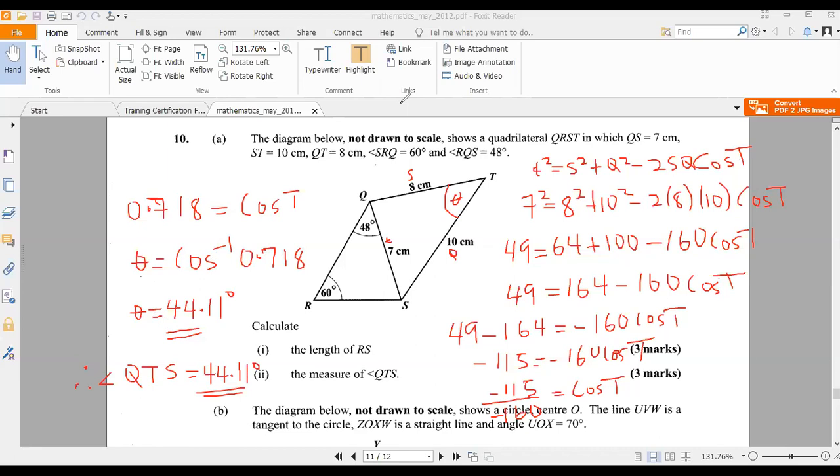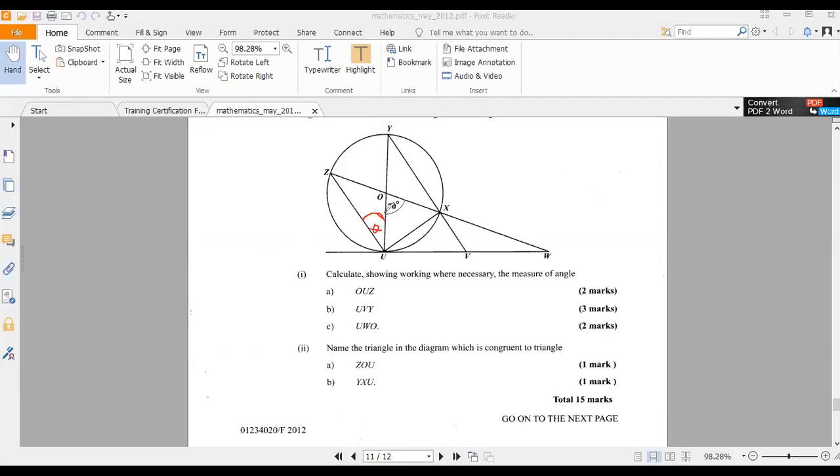Take your time. Not everybody's is like that, so it depends on what type of calculator you have. Which calculator do you have? But what you can do, this side is 70 degrees.